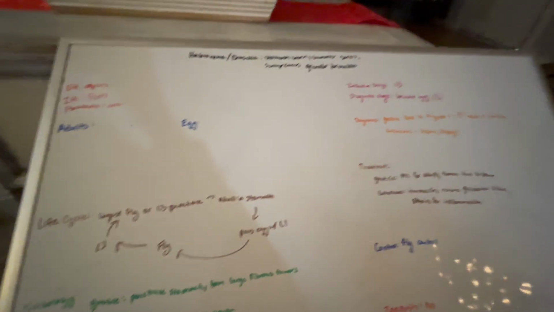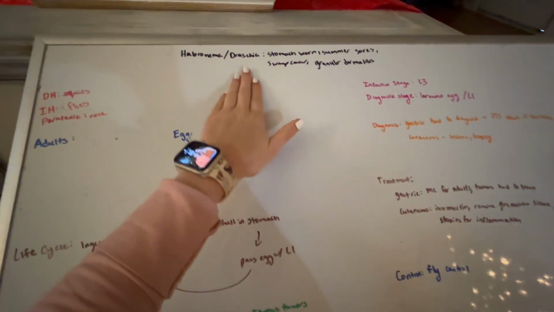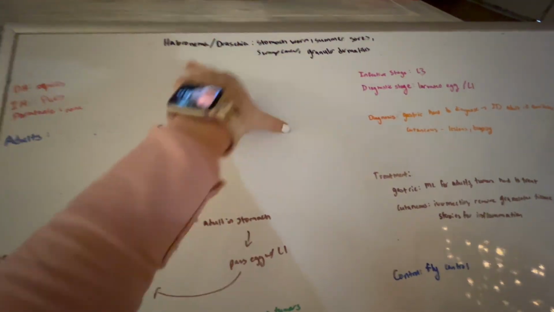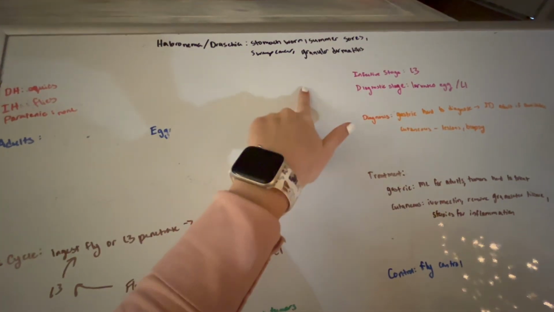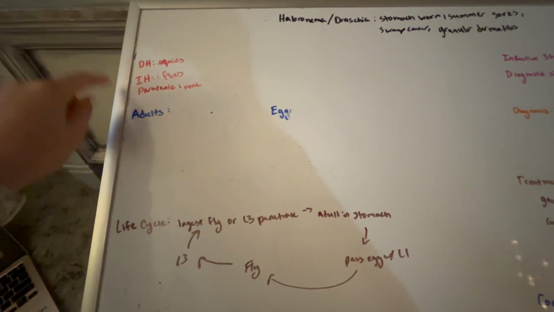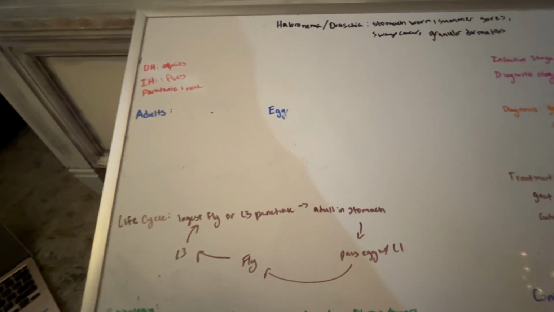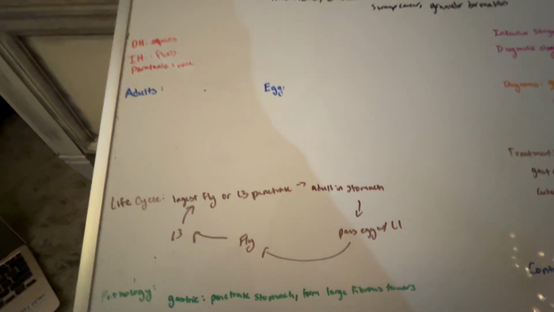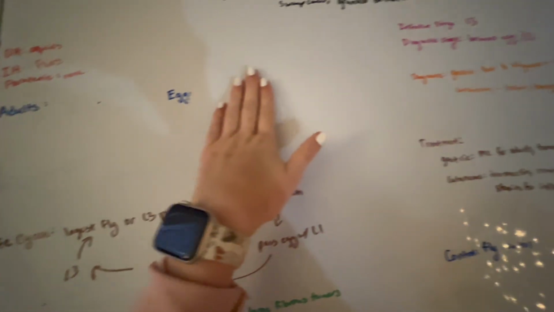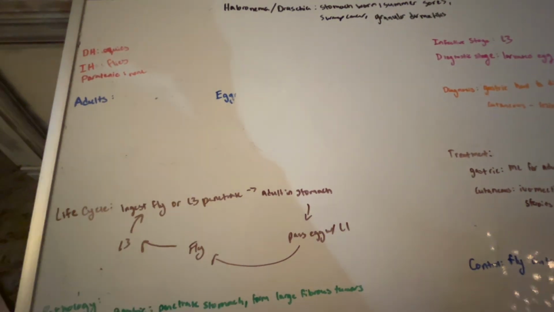Okay, this is the last worm. Yay! So this is Habronema / Draschia, which has multiple names. It is the stomach worm, summer sore, swamp cancer, granular dermatitis. Okay, definitive host is your equids. There is an intermediate host of flies, so this is the only one with flies for our horses. I didn't draw the egg, but it would have a larva inside of it. You can go look at Andrew's Quizlet for that.